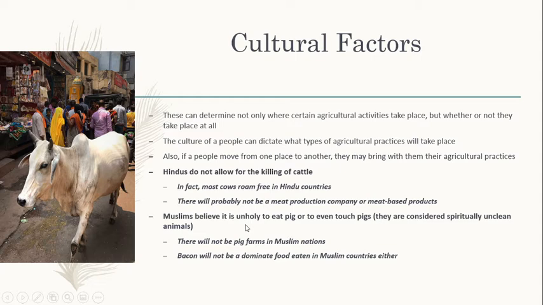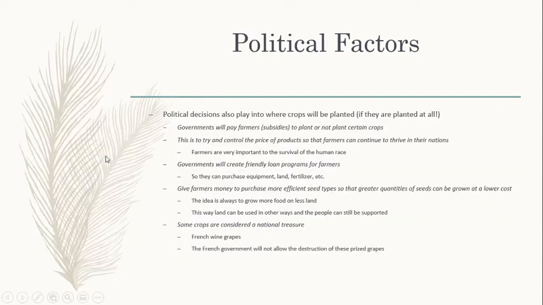Muslims believe it is unholy to eat a pig or even touch pigs. They're considered spiritually unclean animals. There will not be any pig farms in Muslim nations. So, say Pakistan. Pakistan would definitely not allow for pig consumption in that country. Bacon will not be a dominant food eaten in Muslim countries either, seeing as how bacon comes from pork. I mean, maybe they'll eat turkey bacon, but bacon probably isn't such a hot item there.